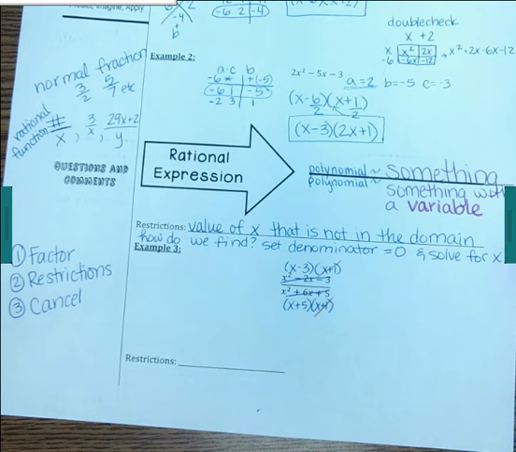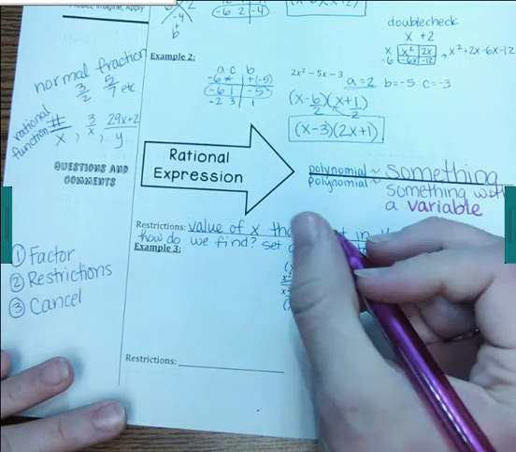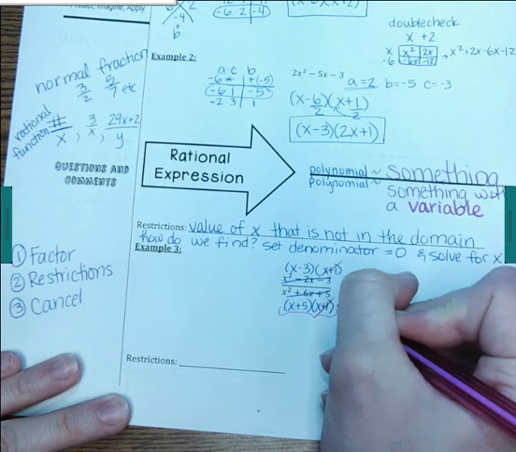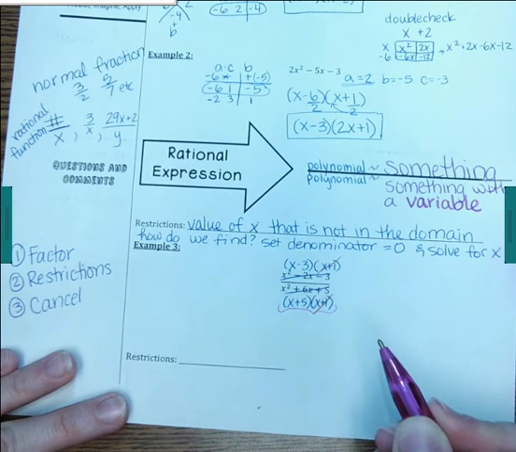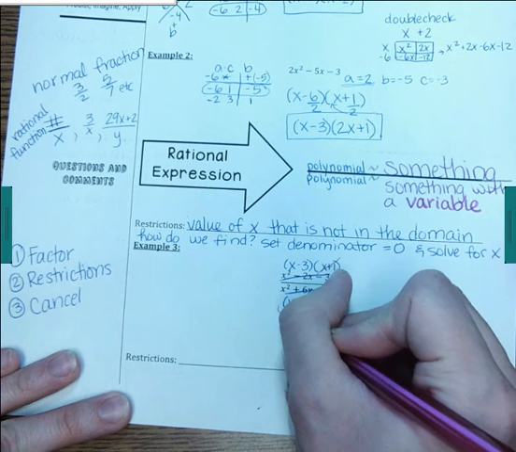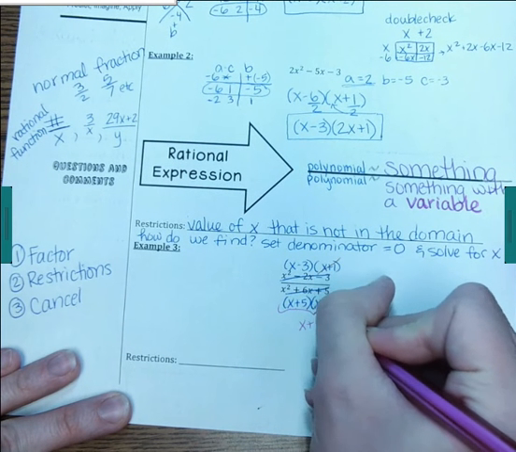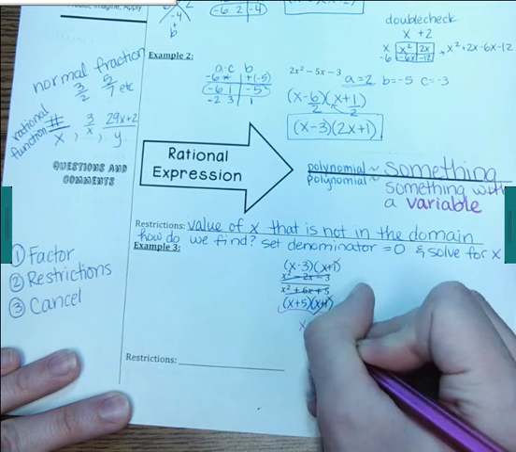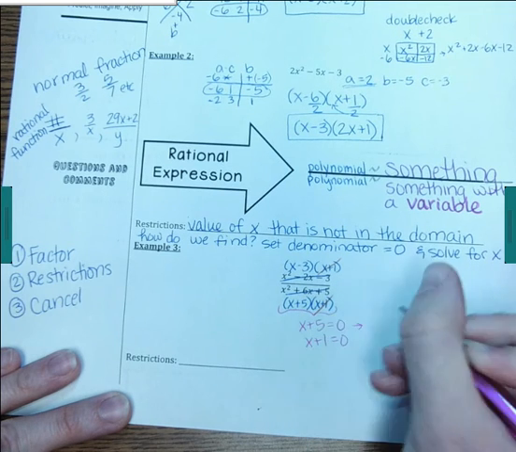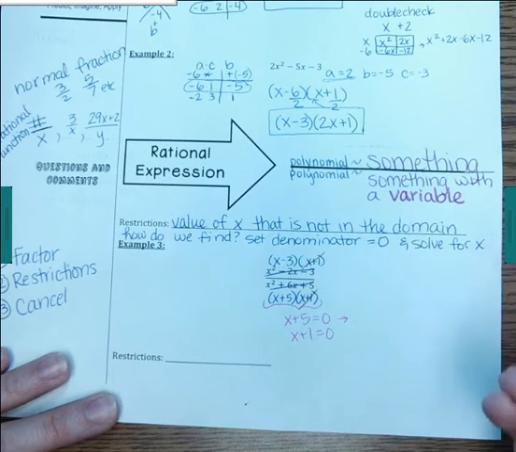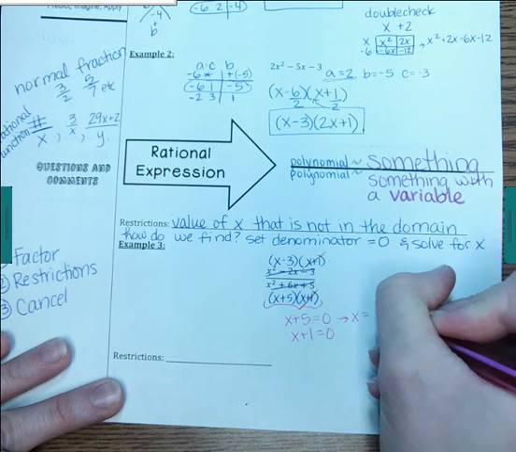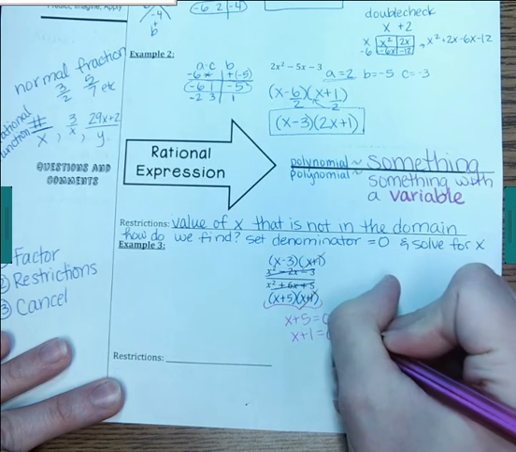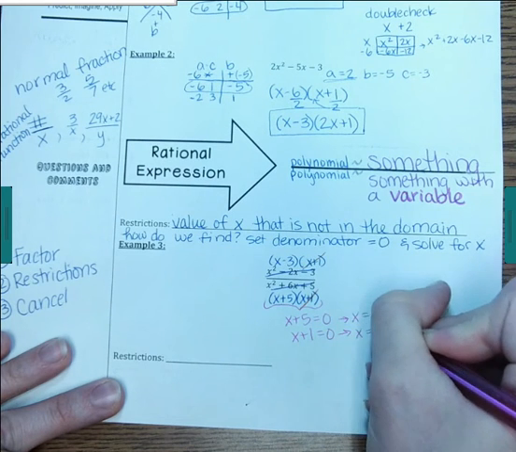Okay, now we can't actually forget our restrictions. So I'm going to go ahead and say everything in the denominator needs to be a restriction, whether or not it was canceled. So that means I'm going to set x plus 5 equal to 0, and I'm also going to set x plus 1 equal to 0. Then remember you solve for x. So that's x equals -5 and x equals -1.